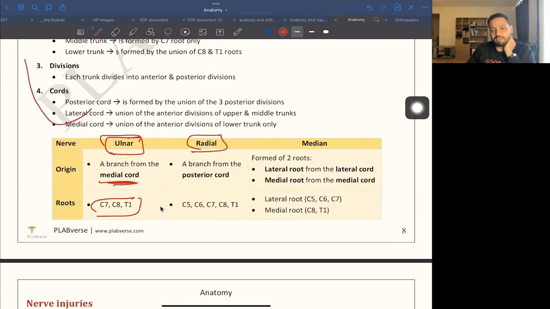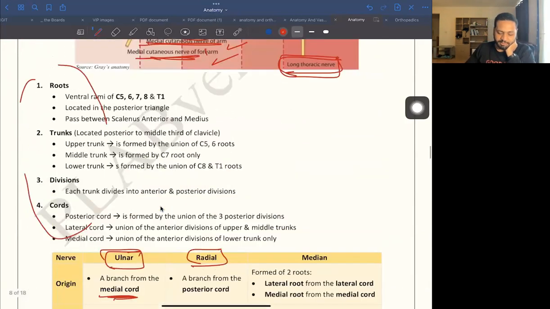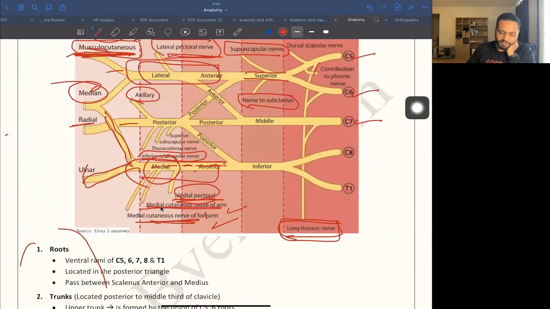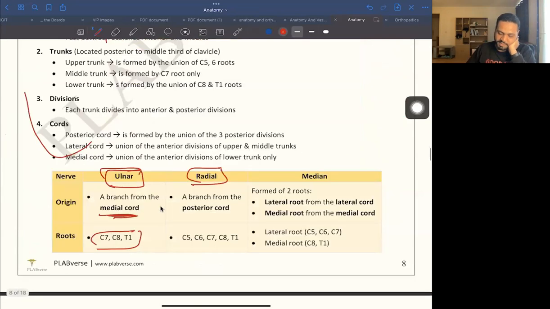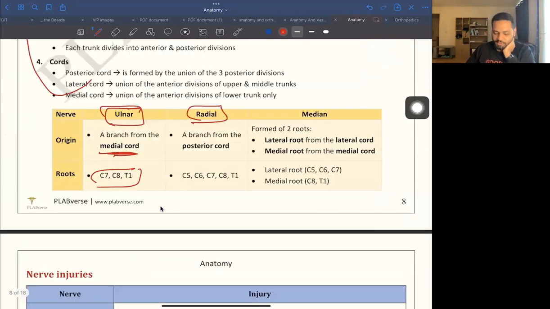What is the radial nerve coming from? It's coming from the posterior cord. Remember that? The posterior cord, if you track it back, is taken from the superior division, middle division, and the inferior division. So it's C5, 6, 7, 8, and T1, because the radial nerve is taken from all the posterior divisions. The posterior divisions all unite together to form the posterior cord, which gives the radial nerve. So it basically takes from all the roots, right?